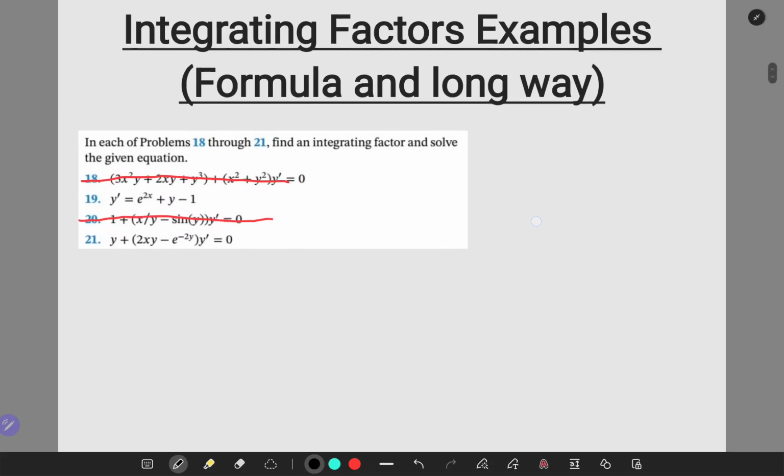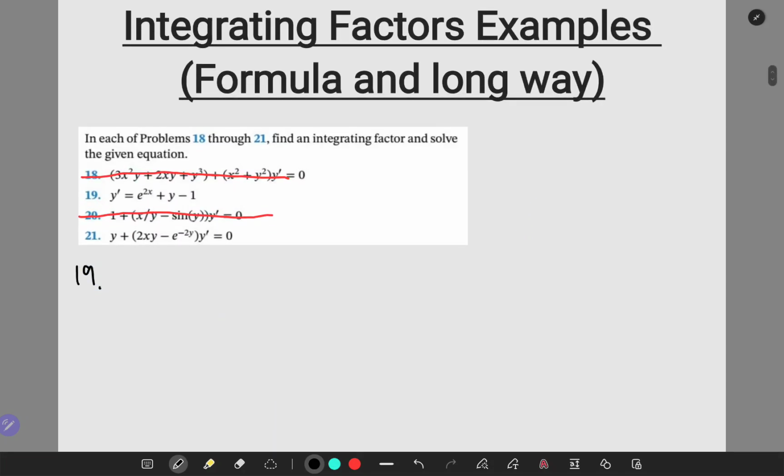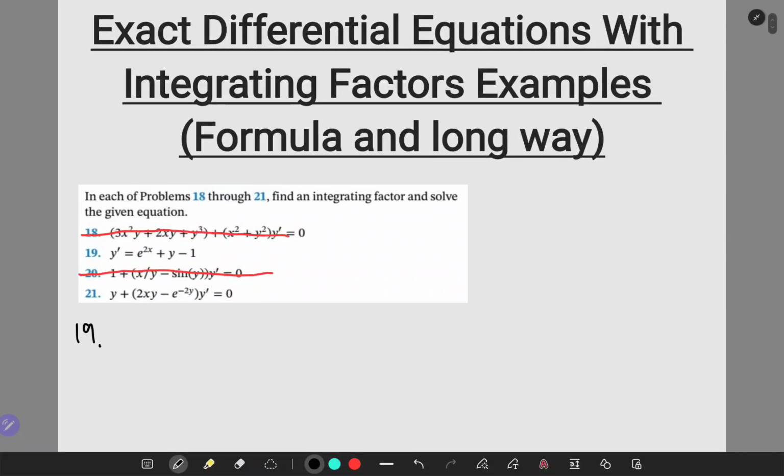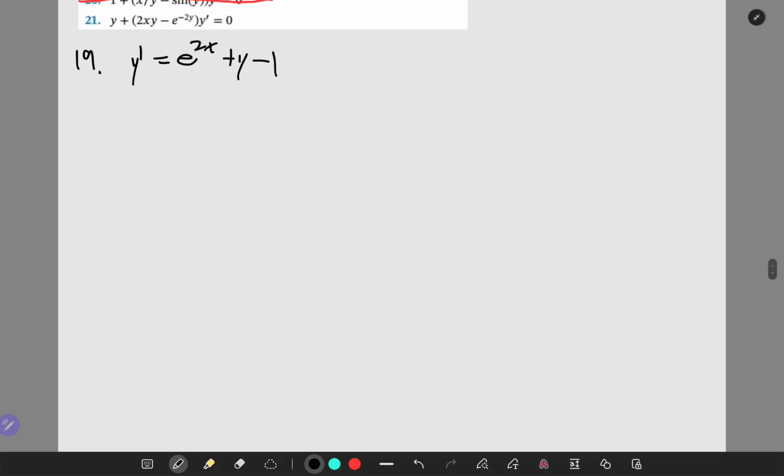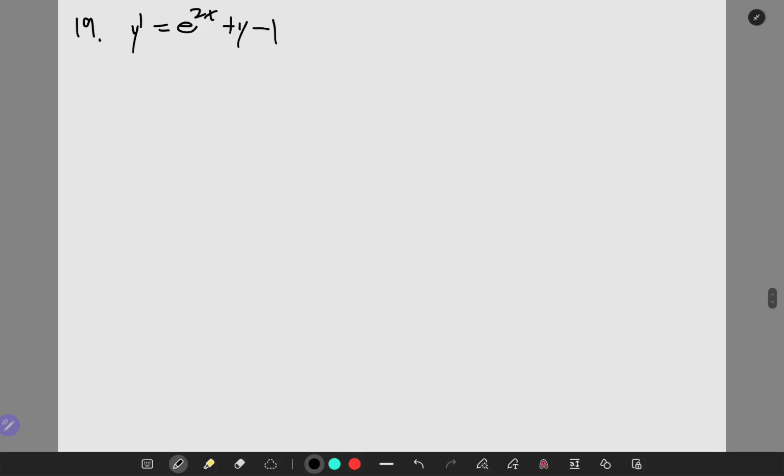So let's start with 19 here. I'll do the long way first. Let's just show that it's not exact though. So 19 we have y prime is equal to e to the 2x plus y minus 1. So this is our m, right? That's m.